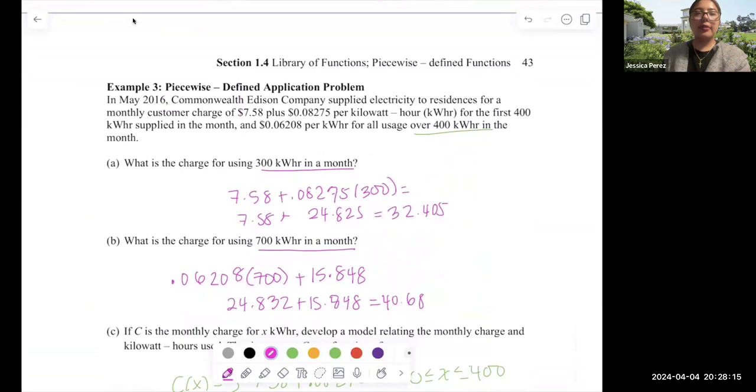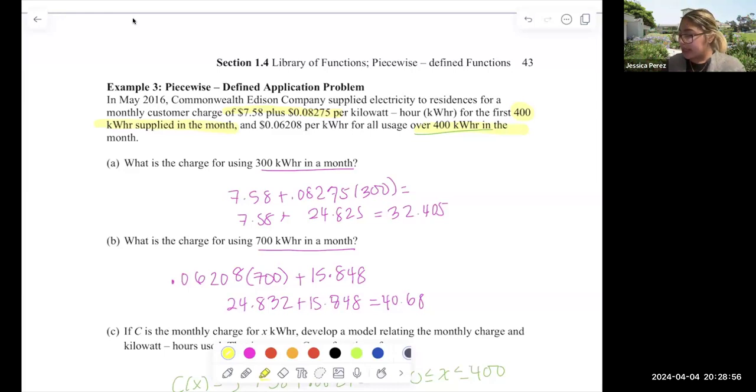So in May of 2016, Commonwealth Edison Company supplied electricity for residents for a monthly customer charge of $7.58 plus 0.0825 per kilowatt for the first 400 in the month and 0.0628 per kilowatt for over 400 kilowatts. What is the charge for using 300 kilowatts in a month? So you have a piecewise function. How do I know? Because you're separated by 2 different domains.